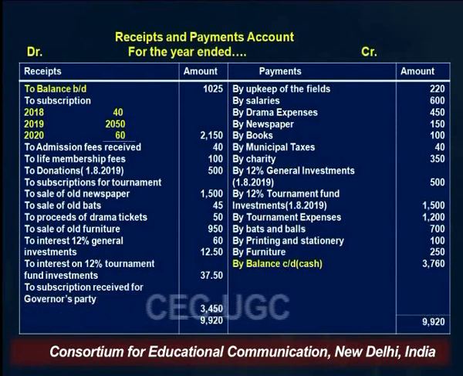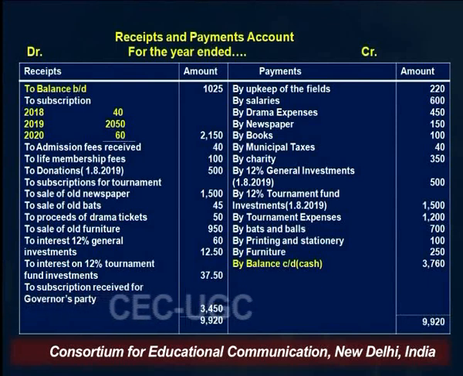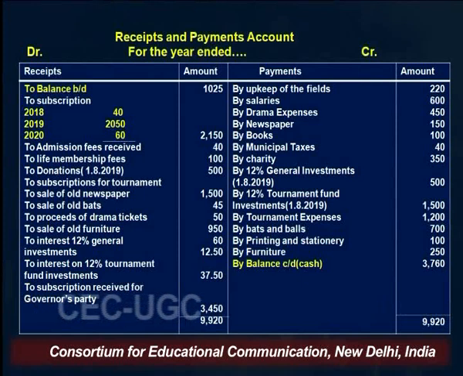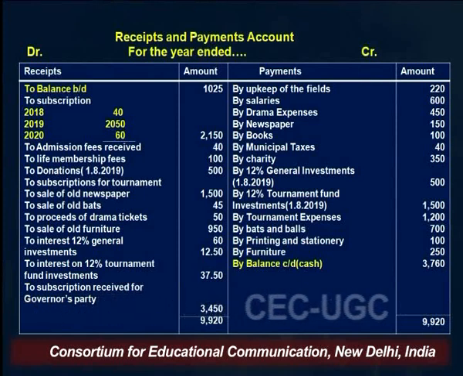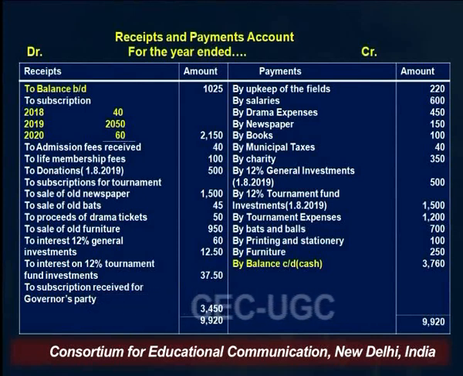So admission fees received, life membership fees, donation, subscription for the tournament, sale of old newspaper, this is a recurring nature item, sale of old bags, proceeds of the drama tickets, sale of old furniture, this is a capital receipt. Then interest on the investment, interest on tournament fund investment, subscription received for the governance party. So there is no segregation like capital receipts and revenue receipts. All types of receipts are shown here. Similarly, all types of payments are shown on the payment side, that is upkeep of the fields, salaries, drama expenses, newspaper, books, all these are revenue nature items.